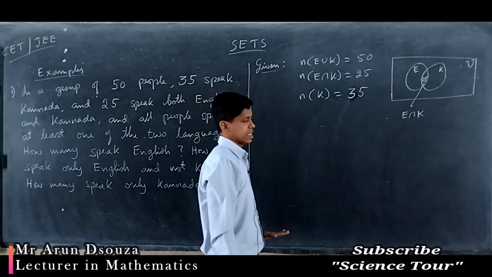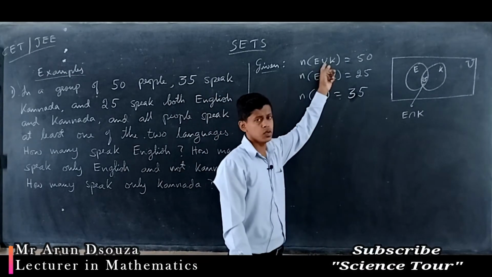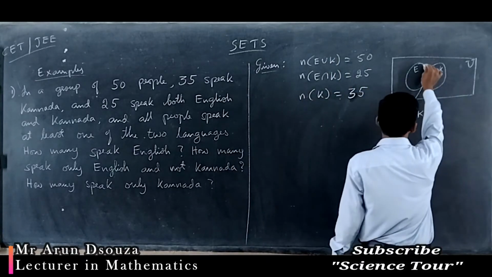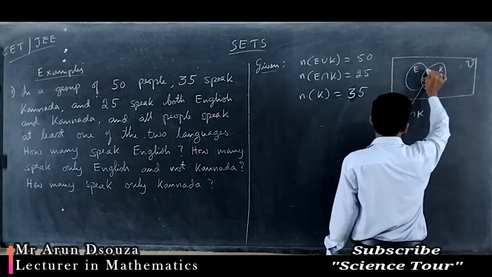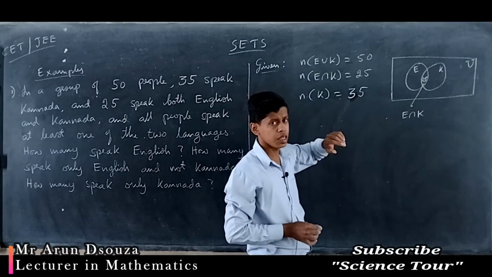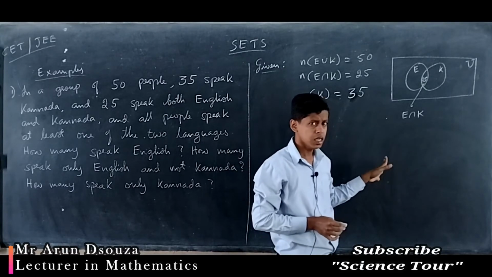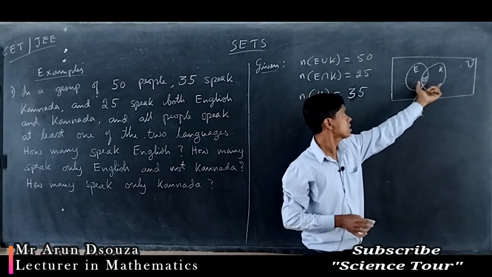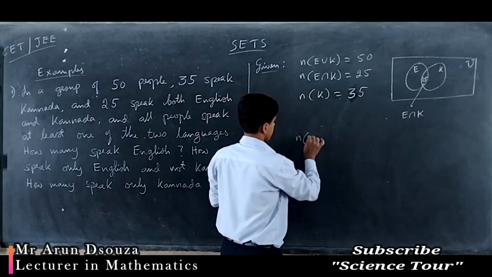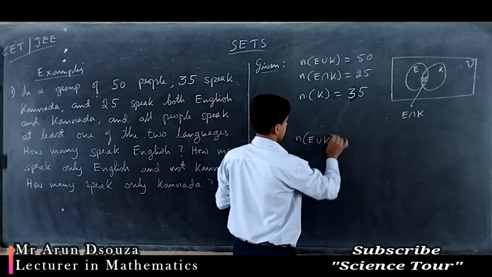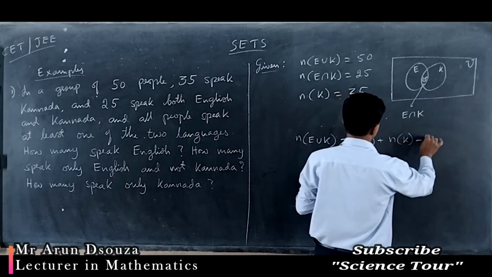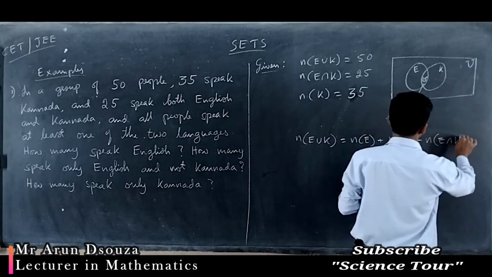Well, next, now understand what is the union and what is the universal set. Okay, see, union is this region. See, what is N of E union K? N of E union K is N of E plus N of K minus this region, correct? I'll explain that. Union: N of E plus N of K minus N of E intersection K.